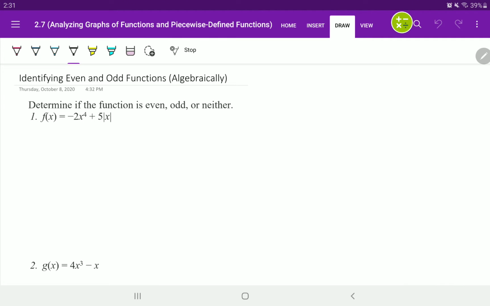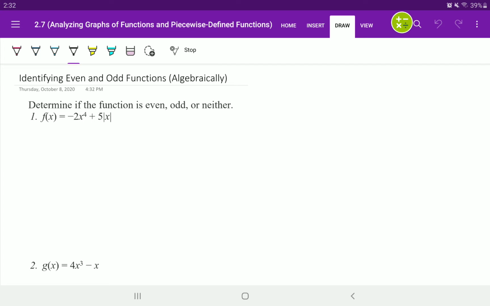All right, guys. Now we're going to identify even and odd functions algebraically. It's best to say this: if you're doing a test and a function is even when you first test for even, then that is the answer. The function is even. If the test for even fails, then you must test for odd. And if the test for odd passes, then the function is odd. If the function fails the test for being odd, then the function is neither.